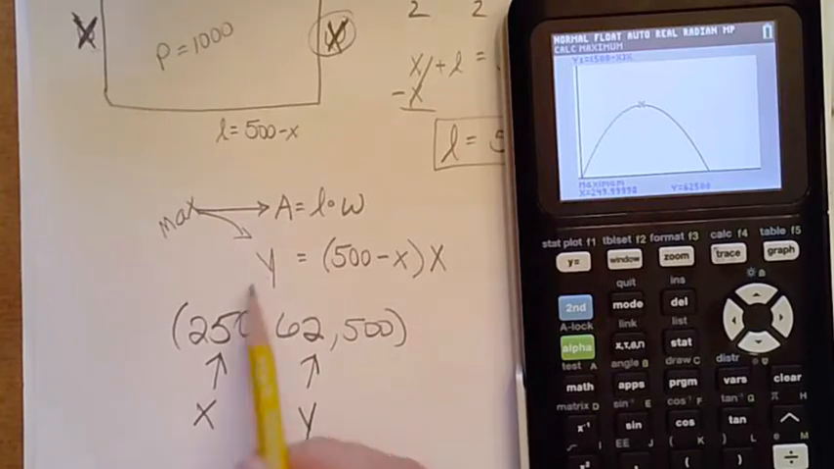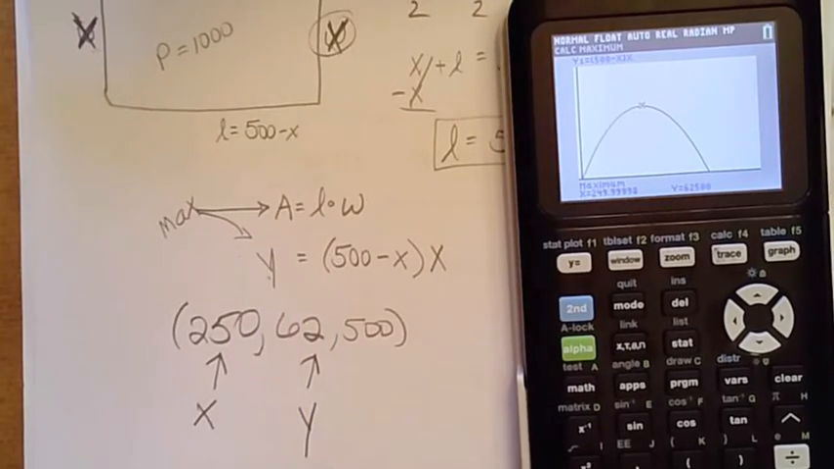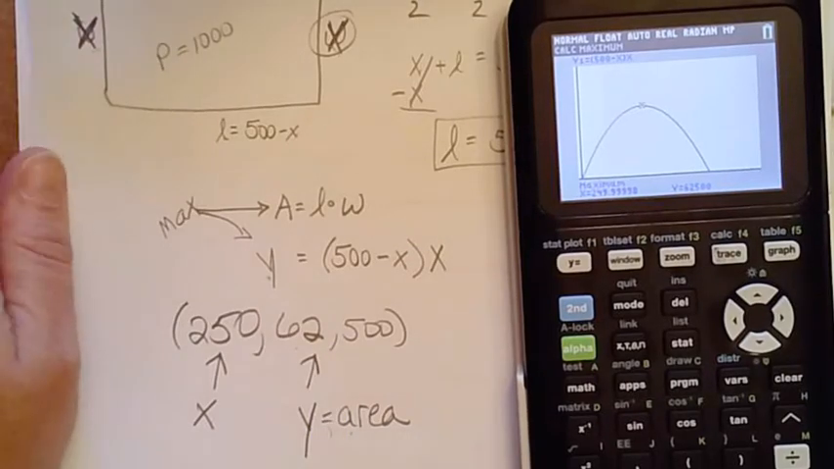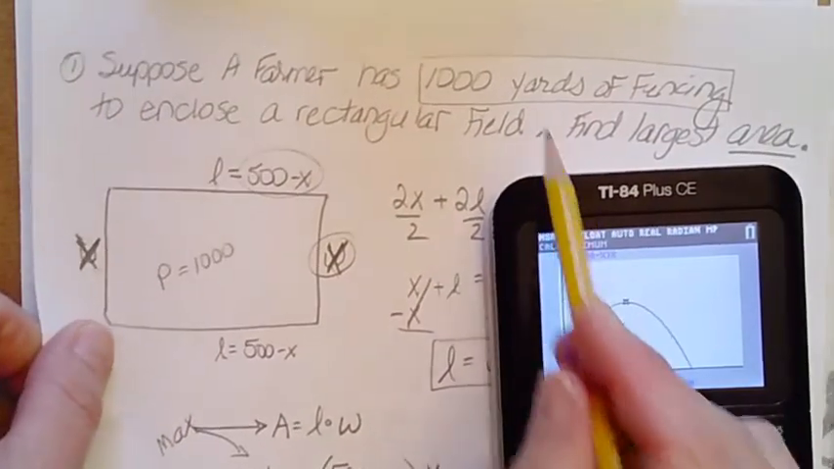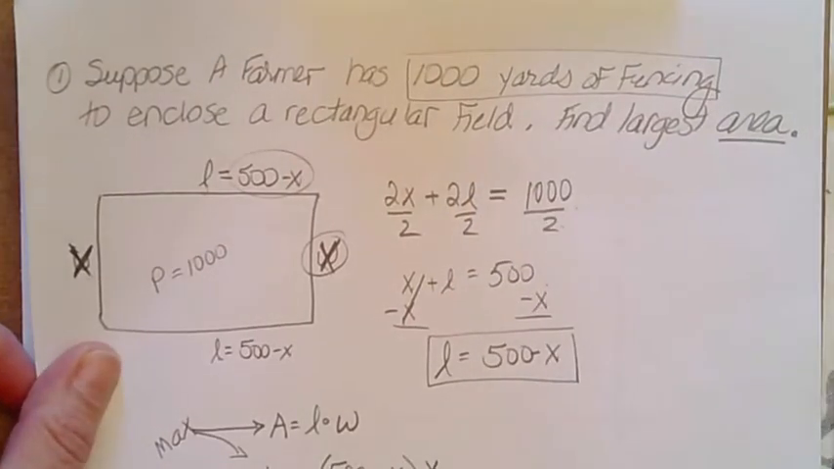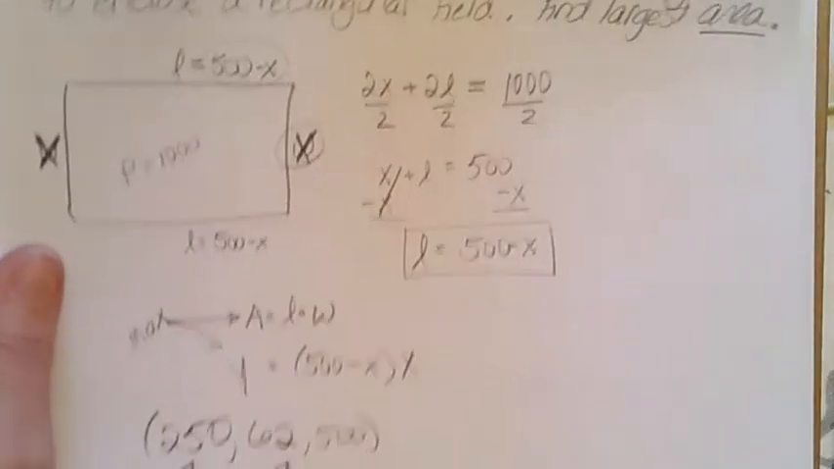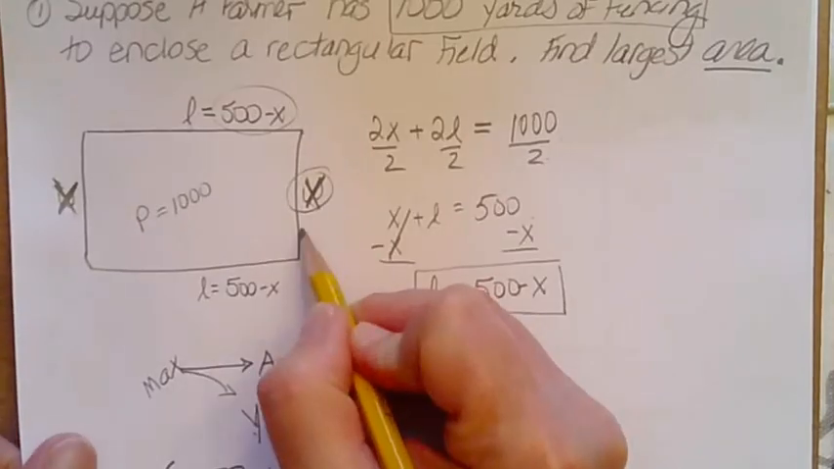Let's remember also that we said the area is equal to y. So the maximum area that we'll find is 62,500 square, and I look back up top and it looks like it's yards. My x value in the ordered pair was 250. That means this guy is 250.